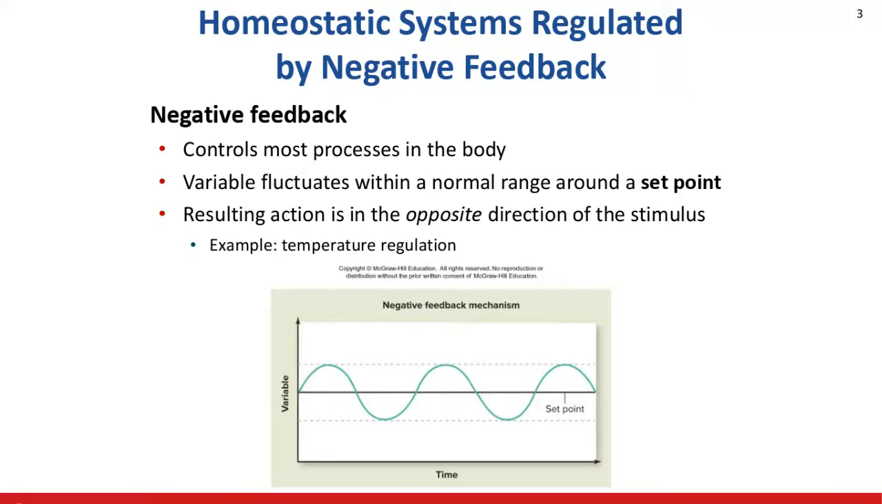So we have our feedback mechanisms, and these feedback mechanisms are going to control a lot of the processes that occur in our bodies. The negative feedback control center is going to affect most of the processes in our body. So I want to talk about what a set point is. Does anybody know what the normal body temperature is? Can you think of the normal body temperature?